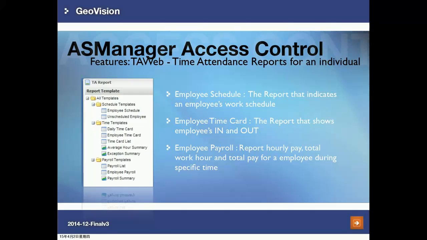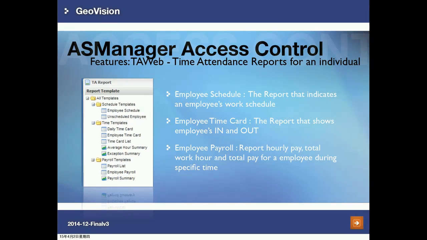Let's take a look at some of the reports that you can generate for TA Web. The first one would be employee schedule. So you can run this report to check your employees' work schedule. Next one would be employee time card. So you can use this report to check what time your employees get to work and when they leave work.